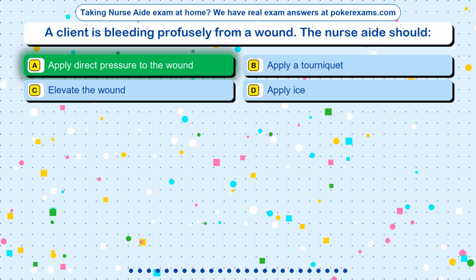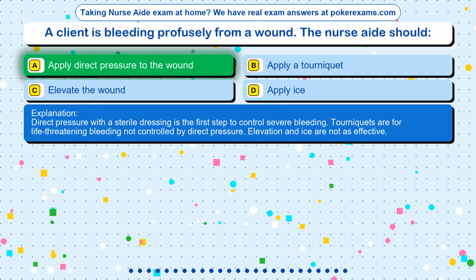The correct answer is option A. Apply direct pressure to the wound. Direct pressure with a sterile dressing is the first step to control severe bleeding. Tourniquets are for life-threatening bleeding not controlled by direct pressure. Elevation and ice are not as effective.